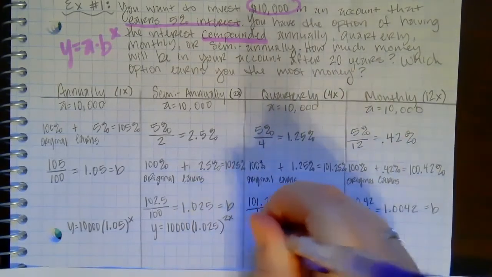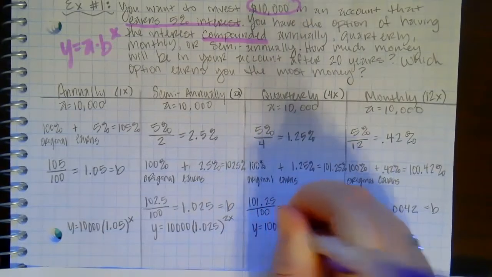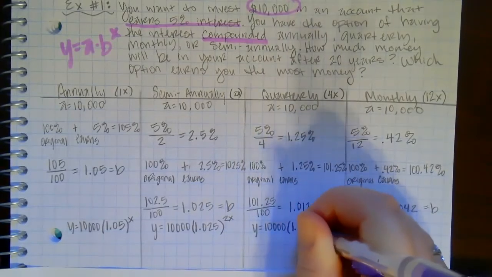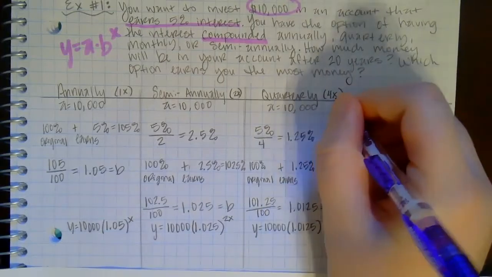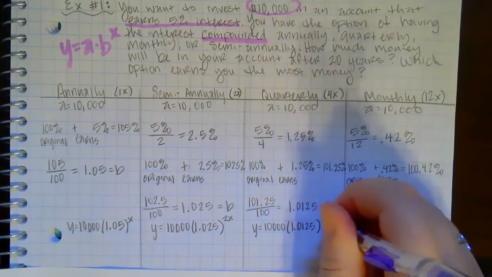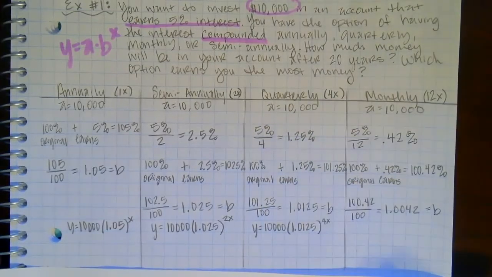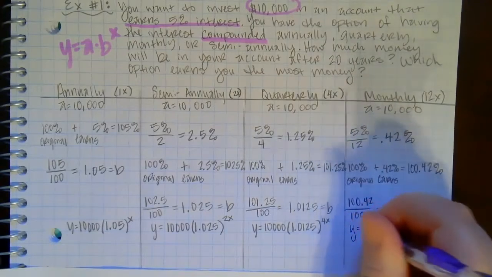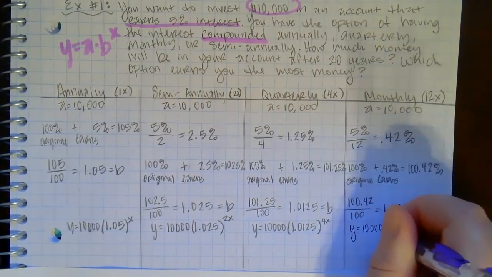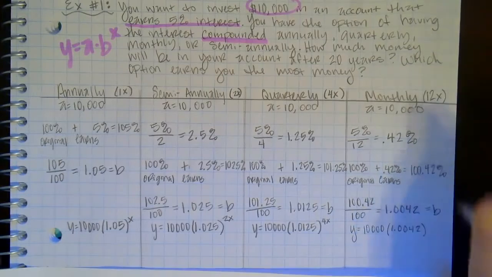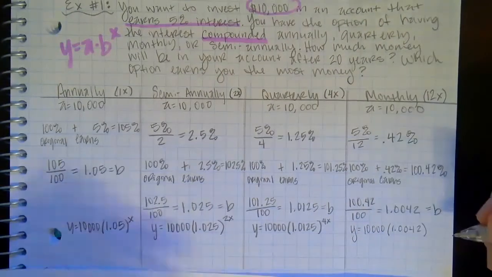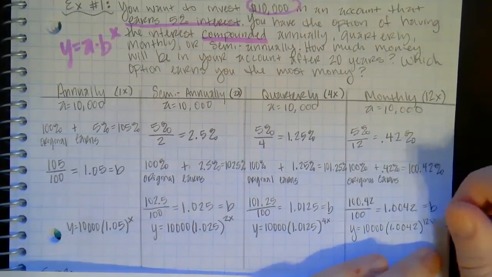Same here, y equals, starting value is the same, times 1.0125, and this is quarterly, so it's happening 4 times per year, so 4 times the number of years, and y equals, same starting value again, different b value, and this is happening 12 times per year, so I'm going to do 12 times the number of years.